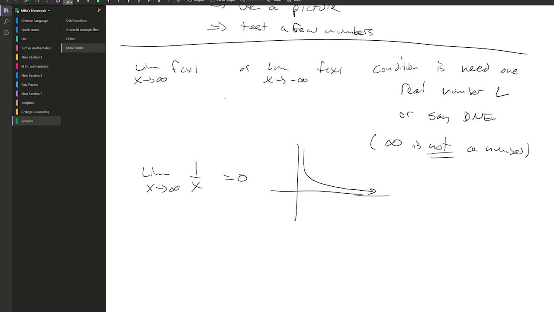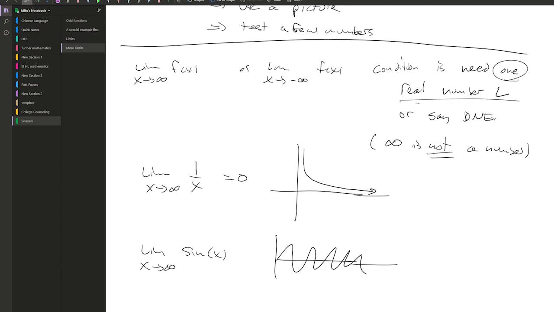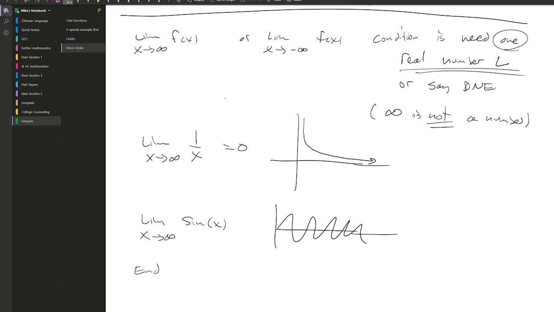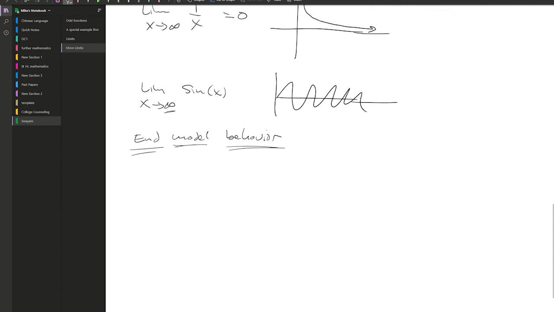On the other hand, if I have the limit as x goes to infinity of the sine of x, remember that the sine of x just goes up and down forever like that, and it never actually lands on one number. And so I need one real number for the infinite limit to exist, and this thing has another name called end model behavior. And why am I saying that? Well, end means that I go really far out, like infinity. Model here is the shape of the function, and then behavior is the trend that it has.